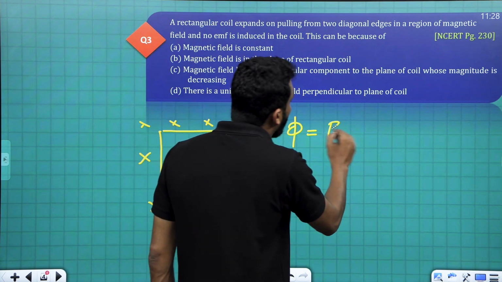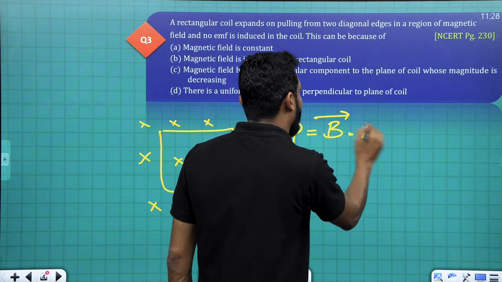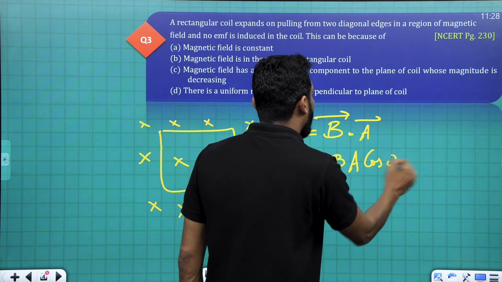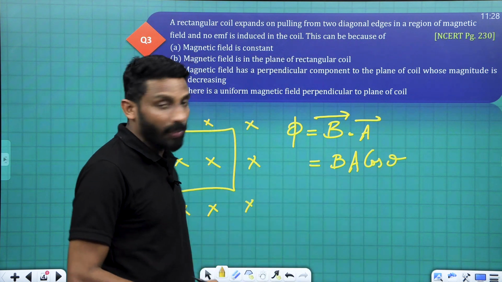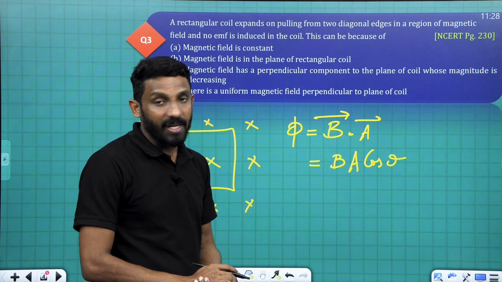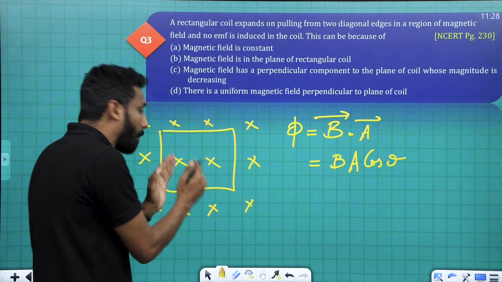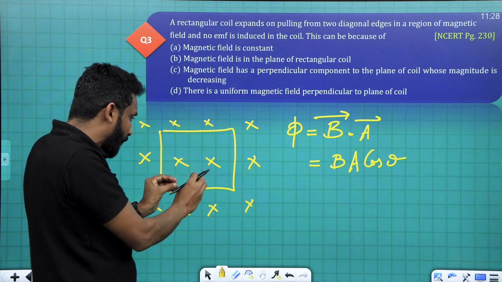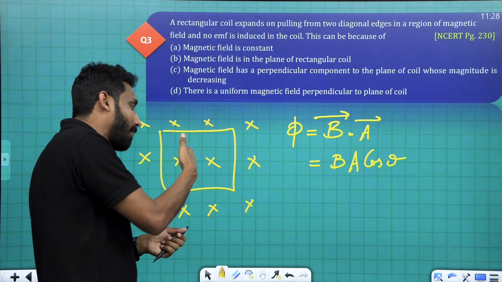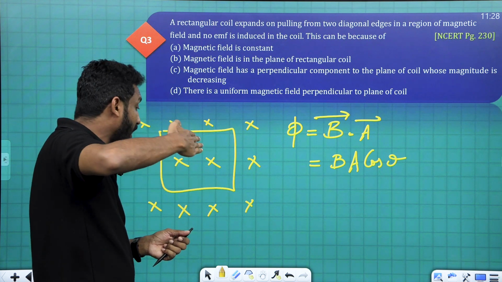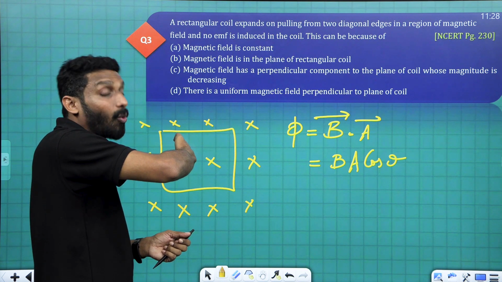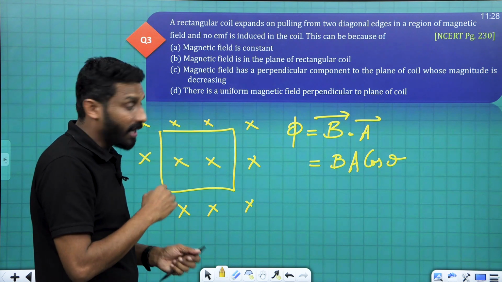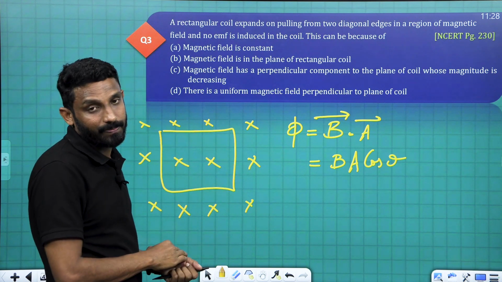Magnetic flux phi is equal to vector B dot vector A. This is equal to BA cos theta. The angle theta is between vector B and vector A. Vector A is perpendicular to the plane. Perpendicular to the plane means, as per this figure, vector A is directed into the plane, and the field is also directed into the plane. Then what is theta? In this case, 0. Then cos 0 is 1 and the flux is maximum.